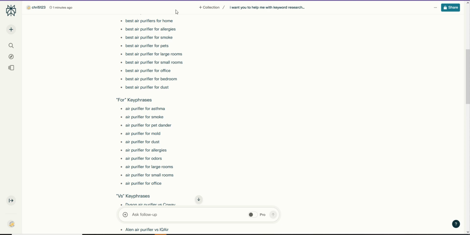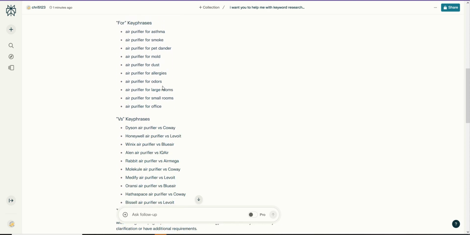Okay, and then you've got the third part of it, which is versus key phrases. This works really well, and this is what people do before they buy something. They compare with another product that they've got in mind, whatever it is, whether you're buying a TV, or a sound system. If you're spending a lot of money, you're going to compare.